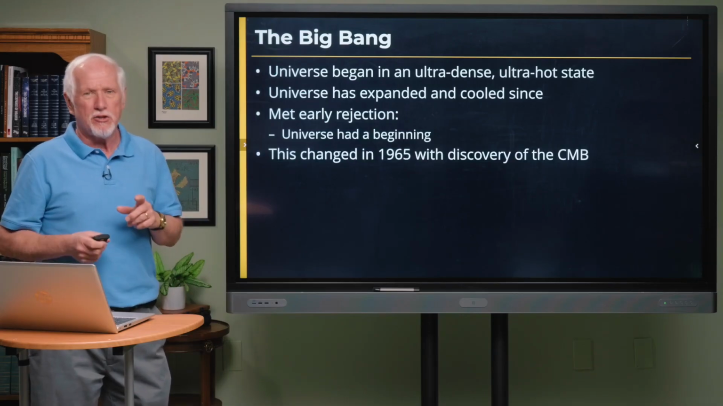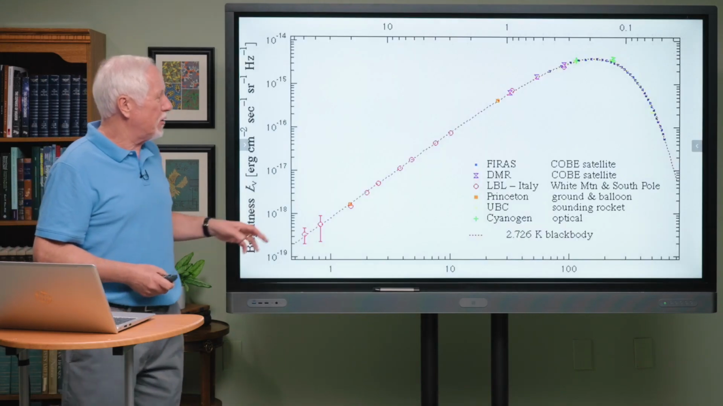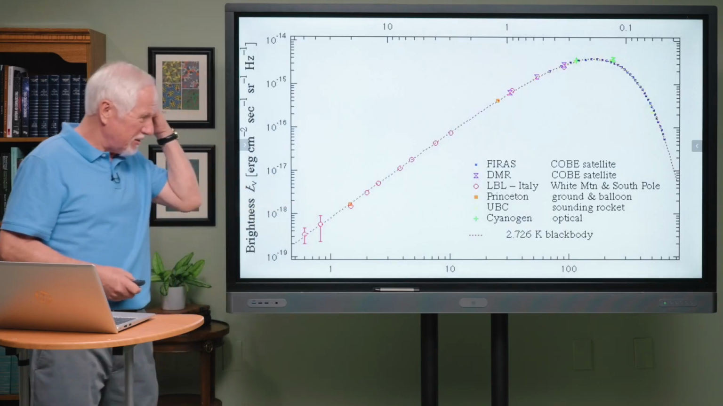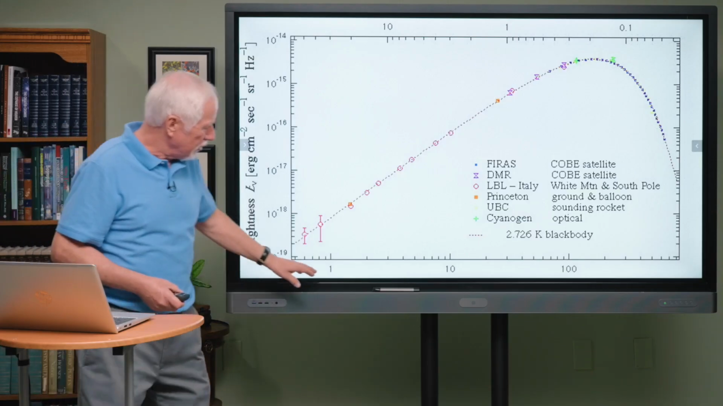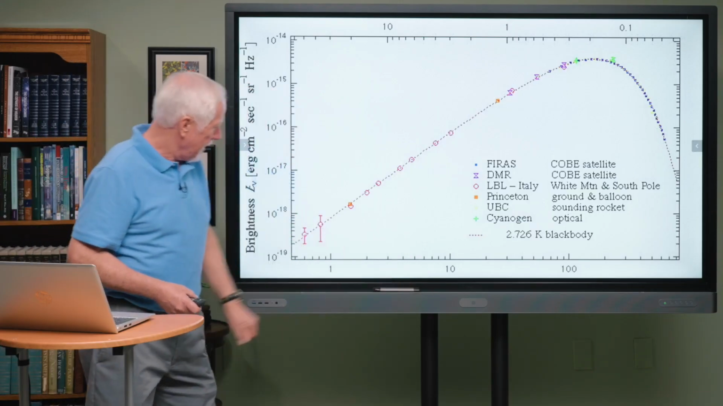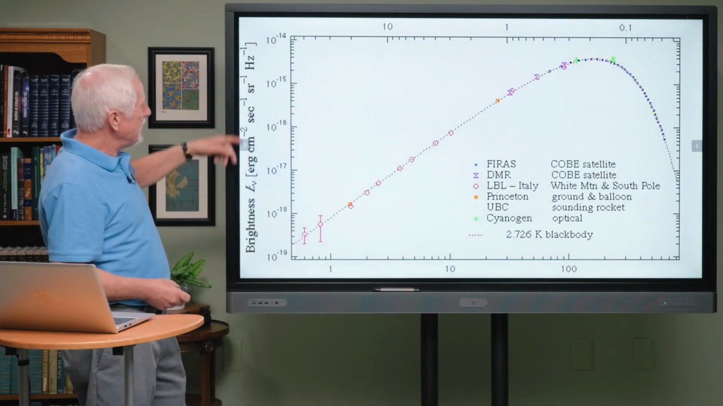However, this all changed in 1965 with the discovery of the cosmic microwave background, or CMB for short. Well, what is that? Well, I'm glad you asked. We have here a plot made from data collected a number of years ago. It's in the microwave part of the spectrum, the wavelengths on a logarithmic scale here on the bottom. And over here we have brightness measured in the units you can see there.